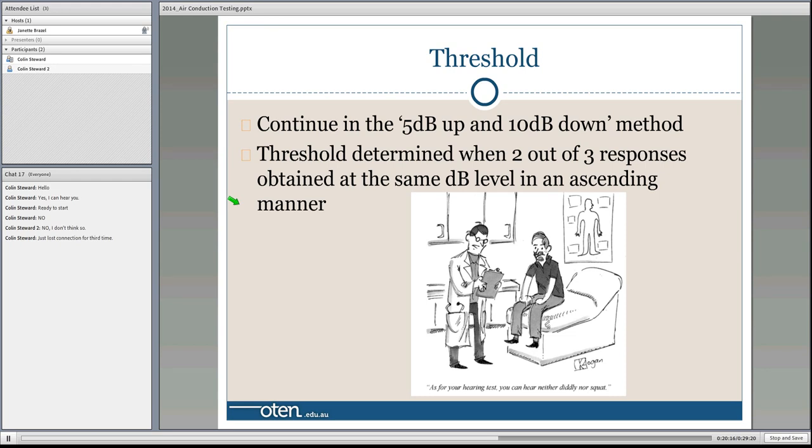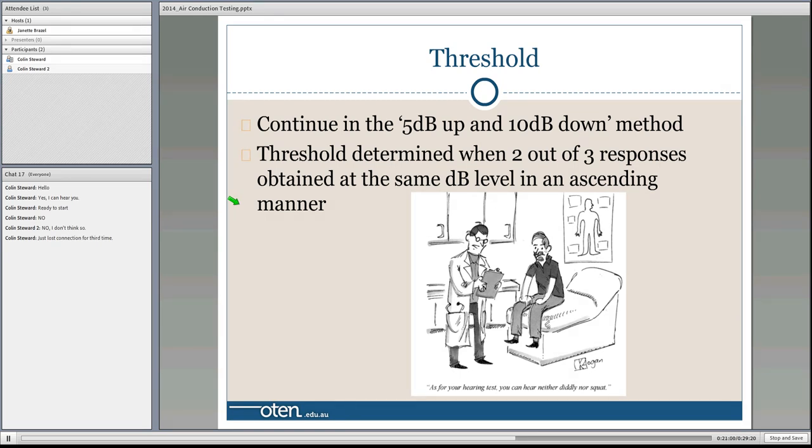Really important to remember. So say if they heard at 40 and you dropped to 30 and they didn't hear, and then you come up to 35 and they hear, drop it by 10, and then you come up in 5 decibels and they hear at 30. Even though you've come up twice, that's not your threshold because they've only heard once at 30. So then you have to go down another 10 and then come up again to 30. And if they hear it that second time, then that is threshold. So your threshold is determined when two out of three responses are obtained at the same decibel level in an ascending manner, or coming up to it.